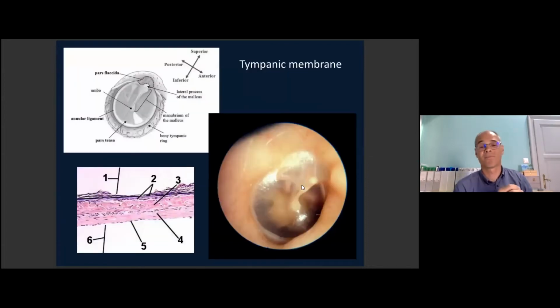Tympanic membrane. This is a well-known cone-shaped membrane. This is the pars tensa and pars flaccida, and we can find three layers. The outer layer towards the ear canal is stratified epithelium. This is a one-layer epithelium, the tympanic cavity mucous membrane, and between them, in different layers, connective tissue fibers.